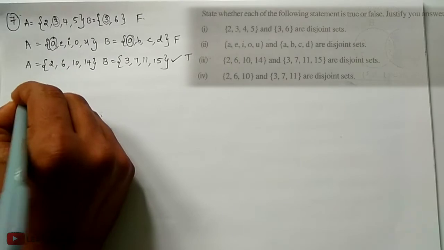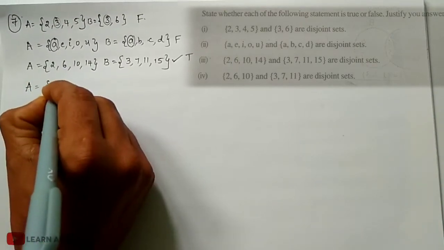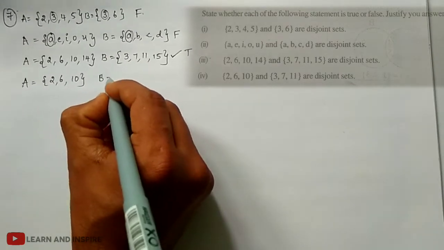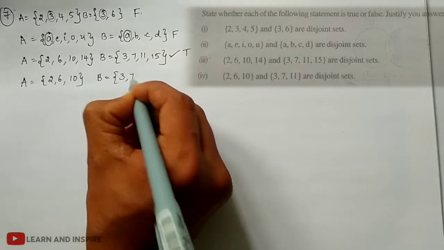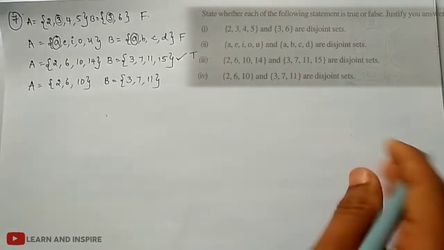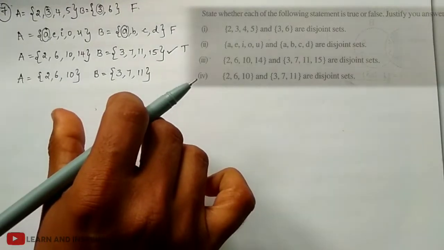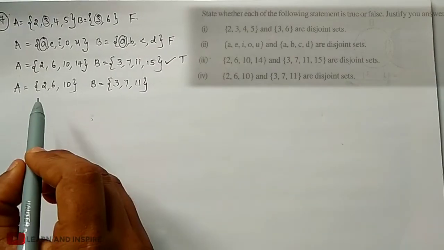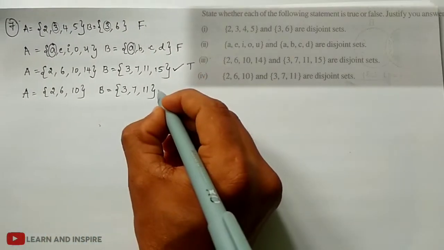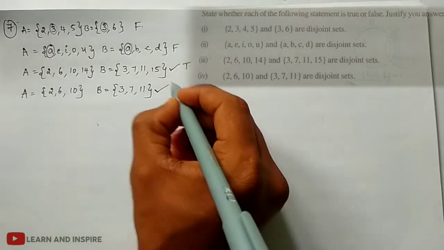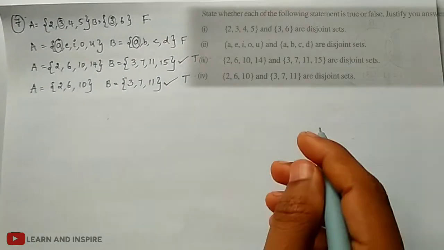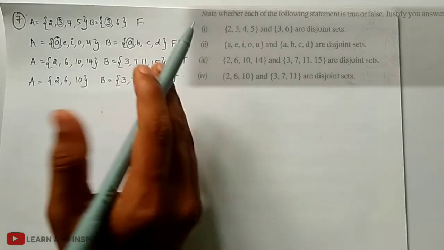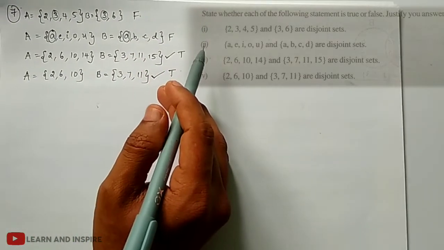Fourth one, set A is equal to 2, 6, 10. Set B is equal to 3, 7, 11 are disjoint sets. Can we identify any common elements? So there are no common elements in set A and set B. So we can say that they are disjoint sets. The statement is true. Okay, from this we have completed all the problems from exercise 2.2.